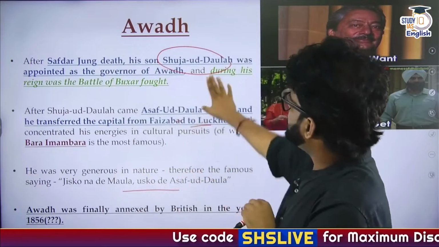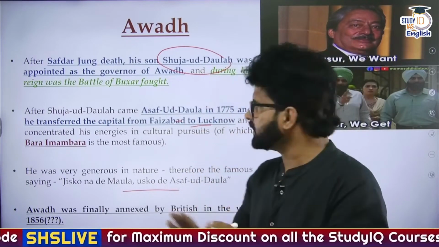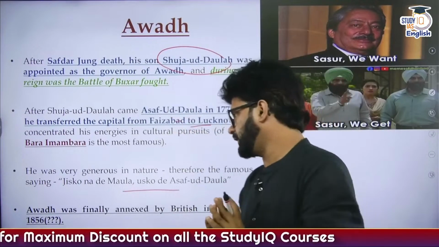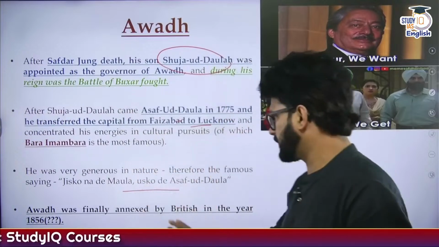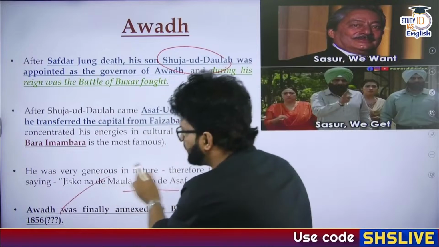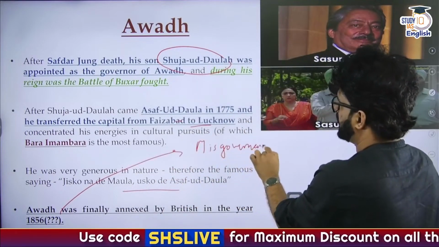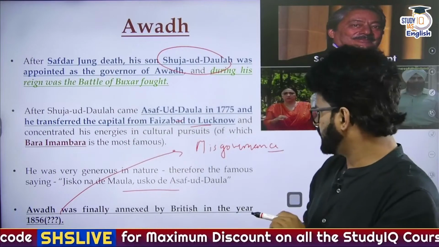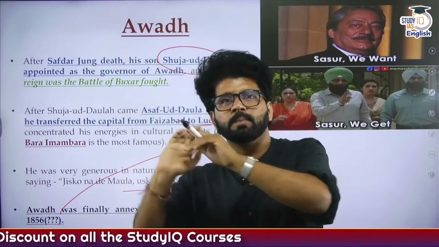So please remember these names, though it's not like you have to remember all the names. Just remember Shuja-ud-Daula is important, and Asaf-ud-Daula is important, and then who is Burhan-ul-Mulk, who is Nizam-ul-Mulk. These points are important. Awadh was finally annexed by the British in the year 1856 on the pretext of misgovernance. At that time Dalhousie was keen on the doctrine of lapse. He wanted to implement it here, there and everywhere.